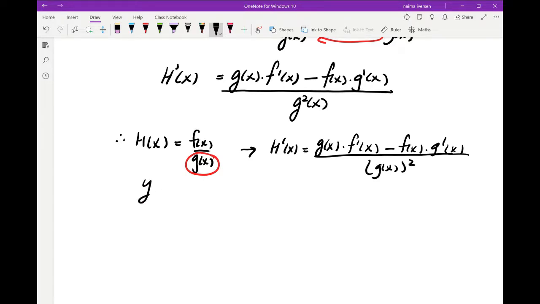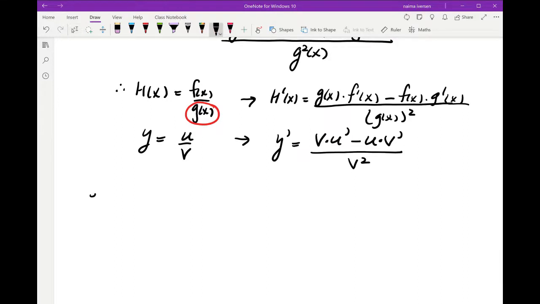Or if you prefer to have y is equal to u over v, your y prime value is the bottom function, that's v, times the derivative of the top, minus the top function, that's u, times the derivative of the bottom, all divided by the bottom function squared. So let me give you an example. We are going to find y prime if y is equal to, let's do two of them. So if y is equal to 1 over 2x.